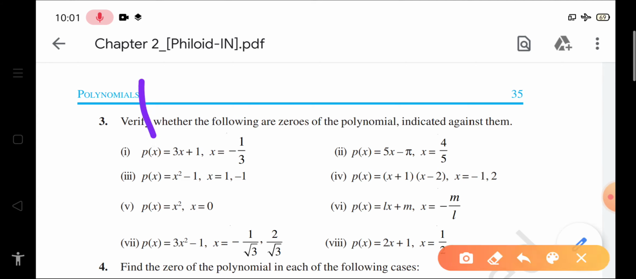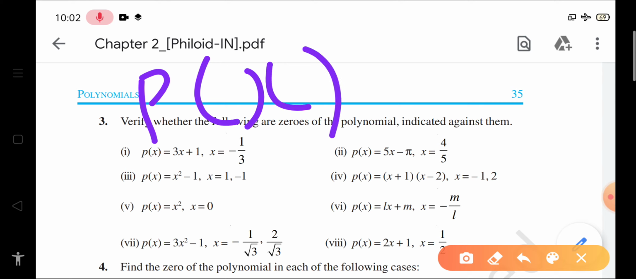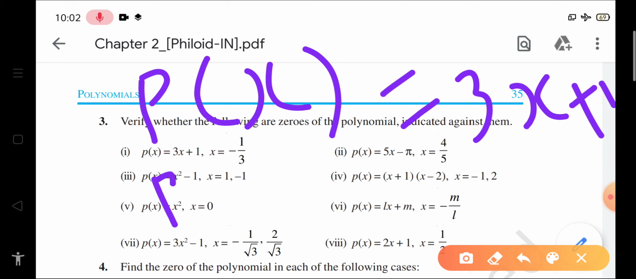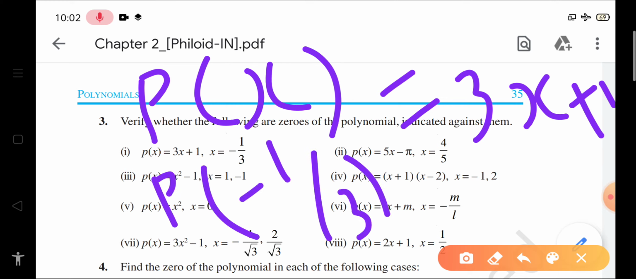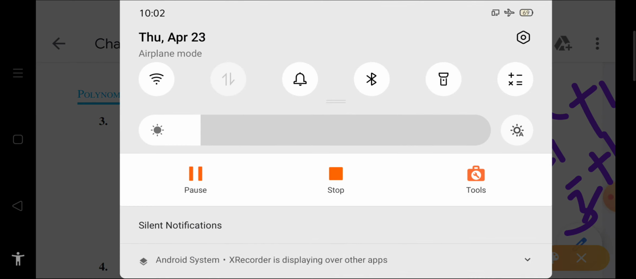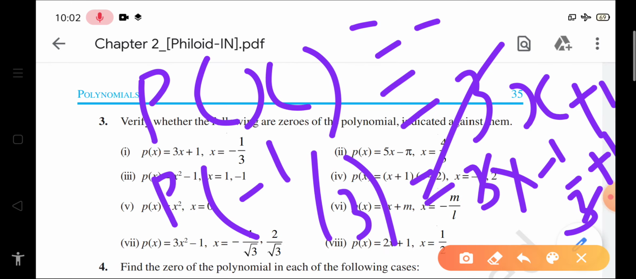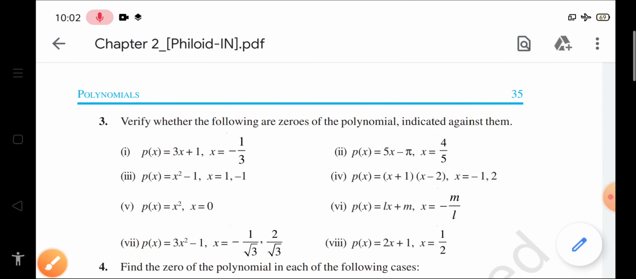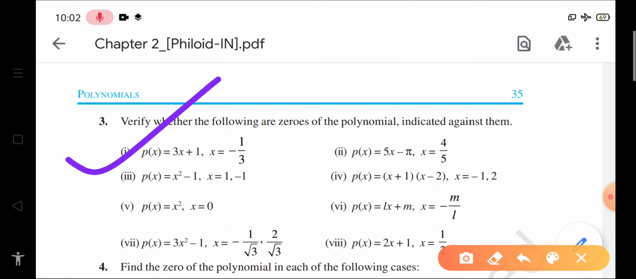So we will write down, suppose p(x) is equal to 3x plus 1, then x is equal to -1/3. Then here we will put 3 into -1/3 plus 1, and you know that they are in the form of multiplication, so it will cancel. Then it will be -1 plus 1, so it gives 0. So this is the zero of the polynomial.